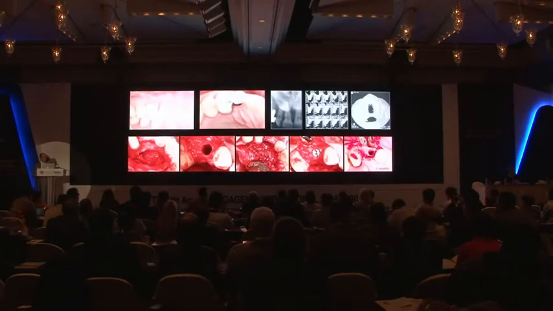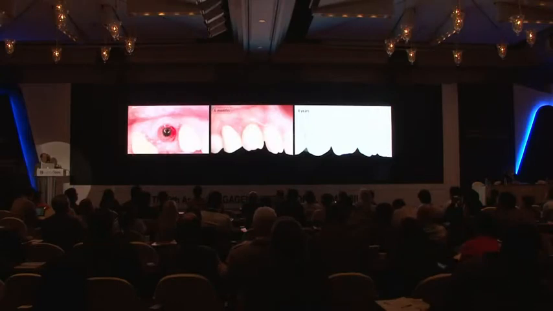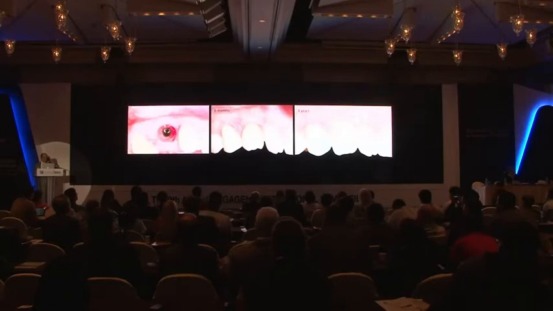In this other case, we have an included canine that we extracted and then inserted the implant at the same time. The healed tissues, provisional crowns, and the final result stable after 4 years.